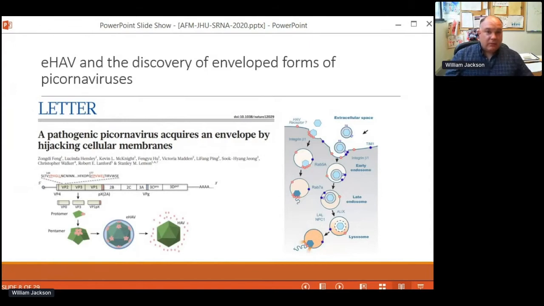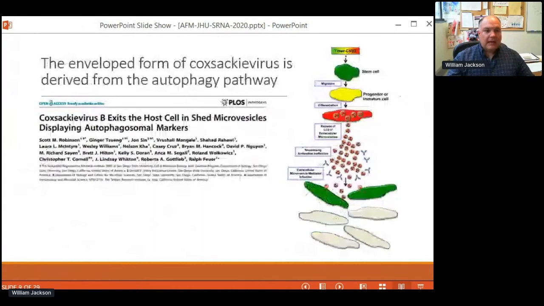and that the naked form that we've been typically studying is really the form that goes from host to host. And it's a lot hardier and, again, a lot more open to the immune system. And a few years later, Ralph Feuer's lab, along with collaborators, showed that for Coxsackievirus, yet another picornavirus, these enveloped forms were derived from the autophagy pathway.